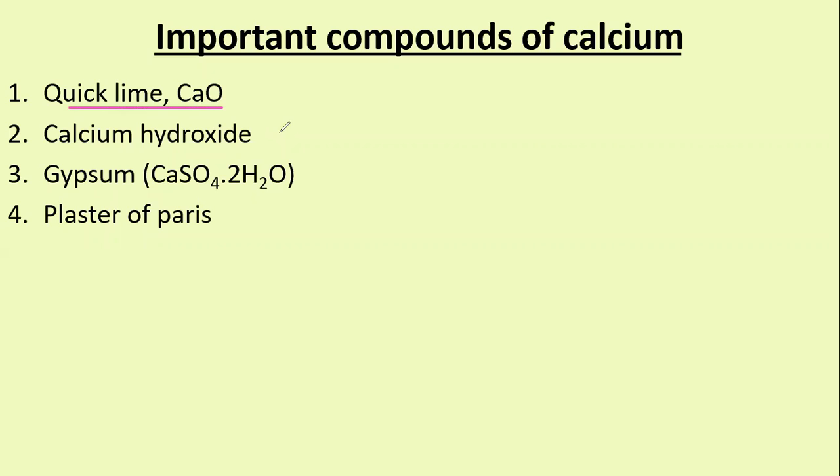Then next comes calcium hydroxide. So this calcium hydroxide is given by Ca(OH)2. Ca(OH)2 is said to be calcium hydroxide.